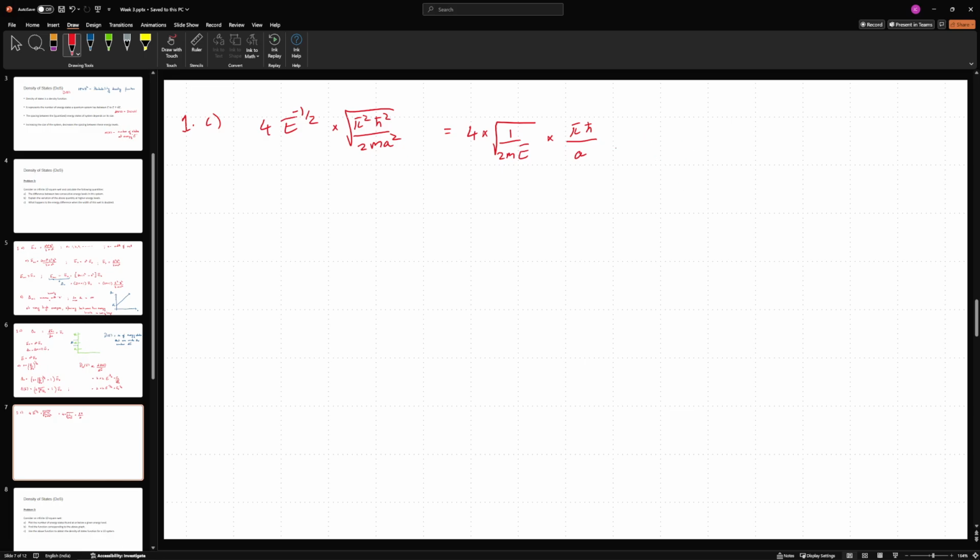Yeah. So a is the width of the well. And now 4 is 2 squared. I can essentially write this as 2 root 2. So this is going to be 2 into square root of 2 upon me. Pi h bar is essentially going to be h by 2. But I will leave it as that. Am I right? Yes, I'm right.